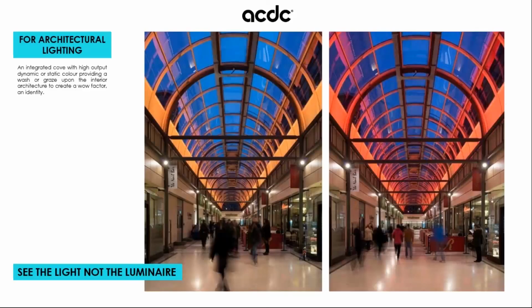Yes, a cove can also be used for architectural lighting. This could be single color, it can be dynamic. So we're grazing up and we're picking out the architecture of a space. Again, it's about identity, it's about experience, but it's about also providing that wow factor within this environment here. But remember, it's about seeing the light, not the luminaire.